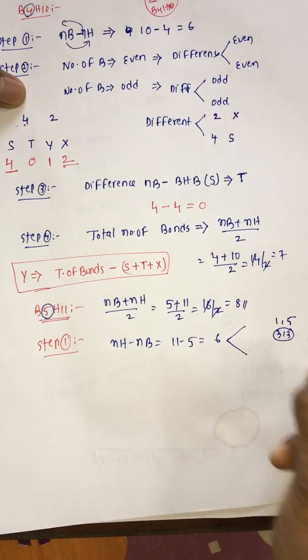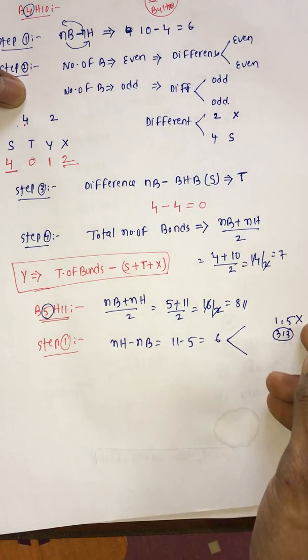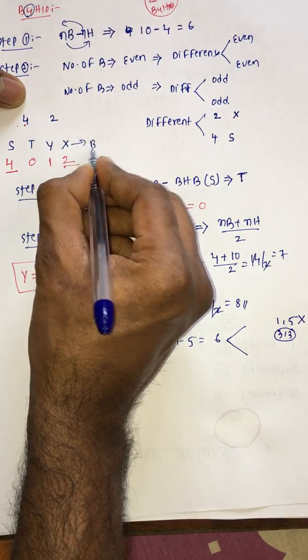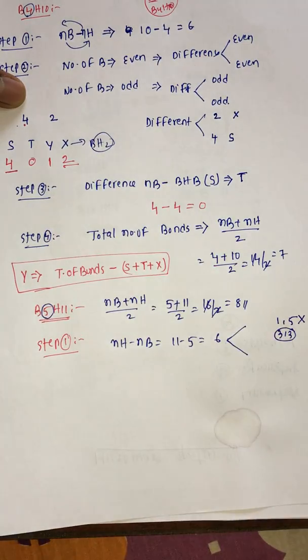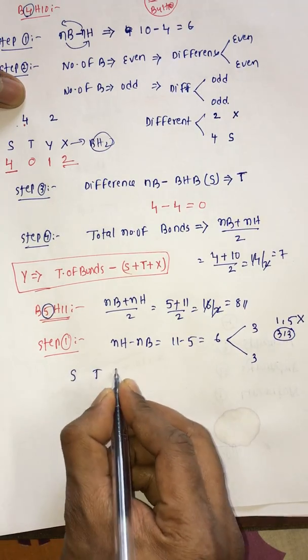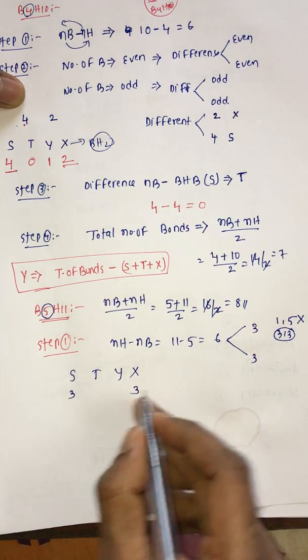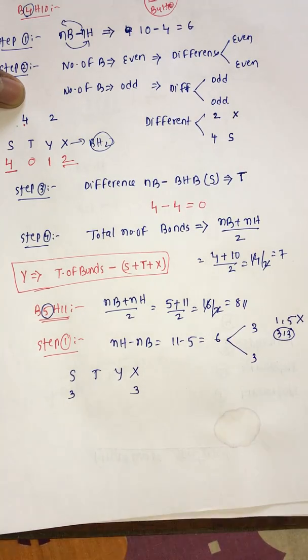But 3 and 3 is the most preferable, because 1 and 5 will not exist, because 5 would mean 5 BH2 bonds, and 5 BH2 bonds never exist. So this will be 3 and 3. Now S, T, Y, X. So this is 3 and this is 3. So how many bonds are over here? 6 bonds over, so we are left with 2 bonds.